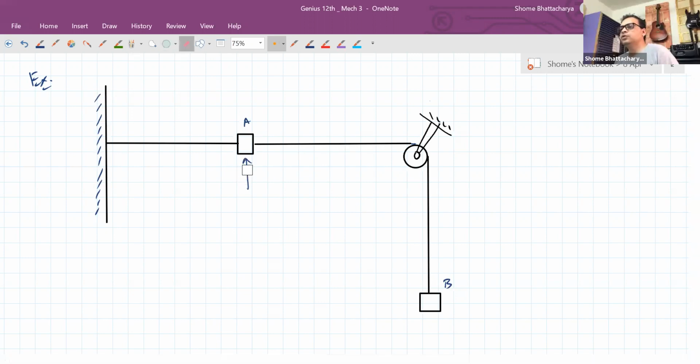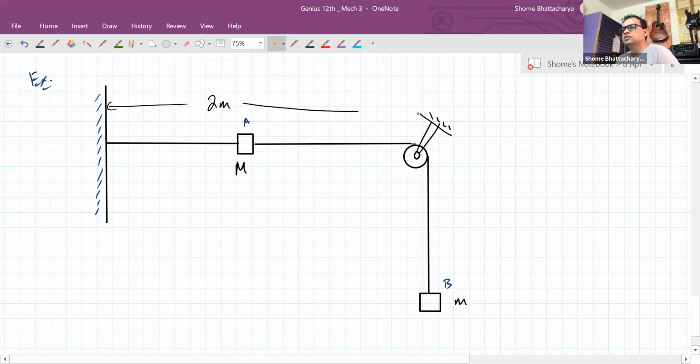Okay. Anyhow, that question doesn't go into all this. It just says that this is the initial state of the system when we are releasing it at rest. This one has a mass capital M and this one has a mass small m. Also, the frictionless pulley is at a distance of 2 meters. So this distance is 2 meters. Okay. And capital M is 2 kgs. Small m is half a kilogram.